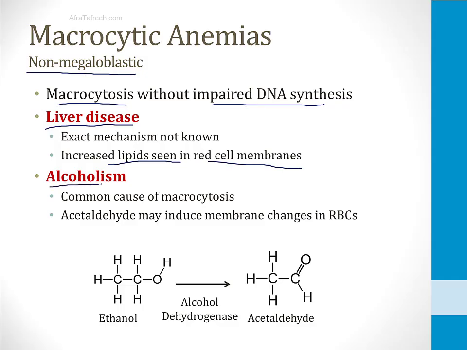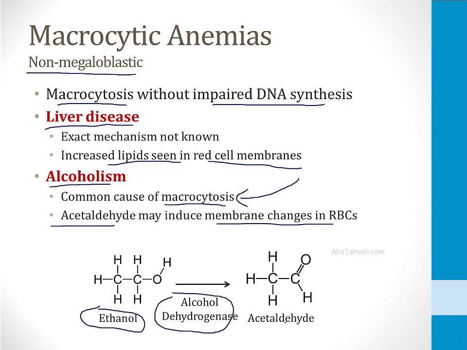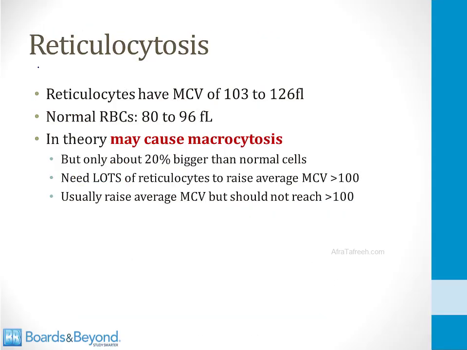Second cause is alcoholism. This is a common cause of macrocytosis, and this can be very helpful clinically. Many patients deny or underestimate the amount of alcohol they consume. However, if you see that the MCV is elevated, it suggests that the patient is a heavy drinker. The mechanism is not clearly understood, but it's believed that acetaldehyde may induce membrane changes in the red cells that lead to the increased MCV. Recall that ethanol is metabolized by alcohol dehydrogenase into acetaldehyde, and therefore there can be increased amounts of acetaldehyde in patients who are alcoholics. The final cause of a non-megaloblastic macrocytic anemia is reticulocytosis.